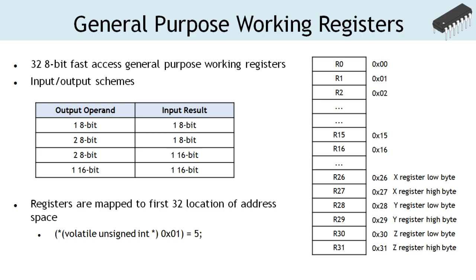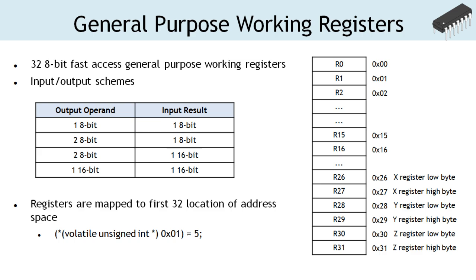ATMega328 microcontroller contains fast access register file consisting of 32 8-bit general-purpose working registers. These registers hold the operand and the result during the program execution. These are optimized for fast access such that instruction can be executed in a single clock cycle. It supports 4 combinations of data width for input and output.